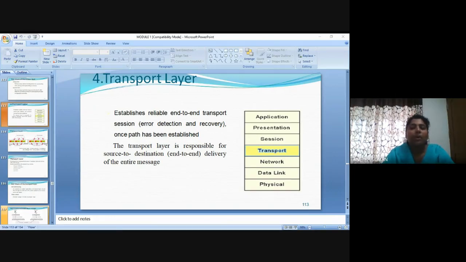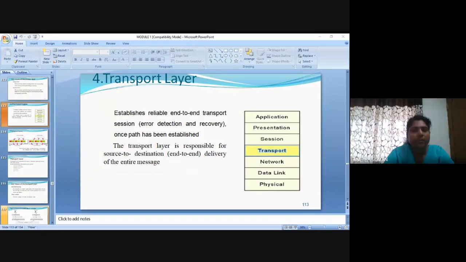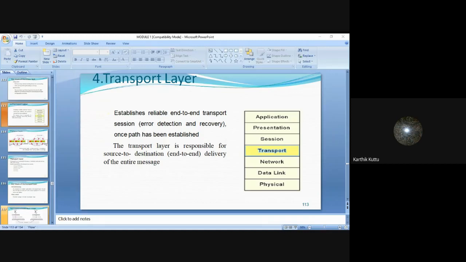Now listen, what we have discussed in the last class. Can anybody give a summary of what we have discussed in the last class? Jyotish. Yes. Okay. Organization of layers. Application, presentation layers, session layers. Okay.